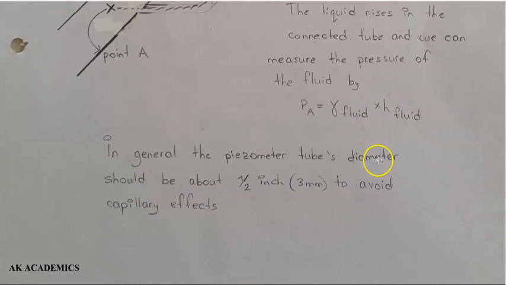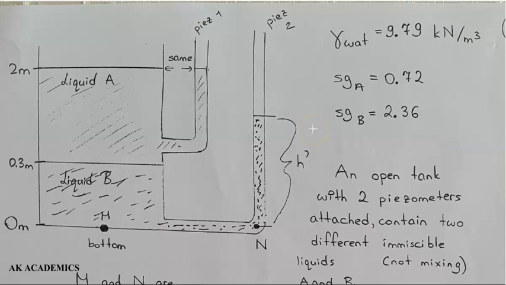In general, the piezometer tube's diameter should be about 0.5 inches or 3 millimeters to avoid capillary effects. Capillary effect is the ability of liquid to flow in narrow spaces without the assistance of any external forces, such as gravity, etc. Okay? So let's quickly check this out and use this as a simple example to deepen our understanding.